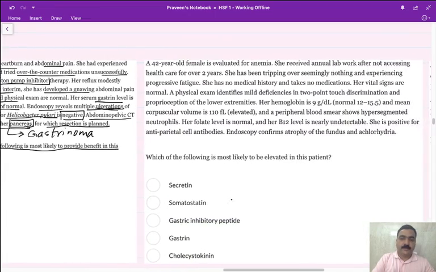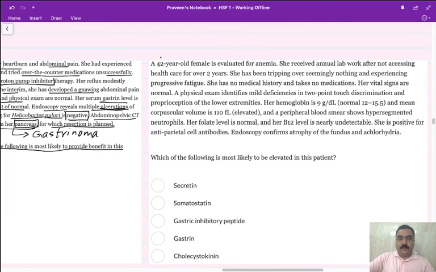So this is your fourth one for this topic now. The fourth question, again, a 42-year-old female evaluated for anemia. She received annual lab work after not accessing healthcare for over 2 years. She has been tripping over seemingly nothing and experiencing progressive fatigue. That is one of the important symptoms of anemia. She has no medical history and takes no medication. Her vital signs are normal.